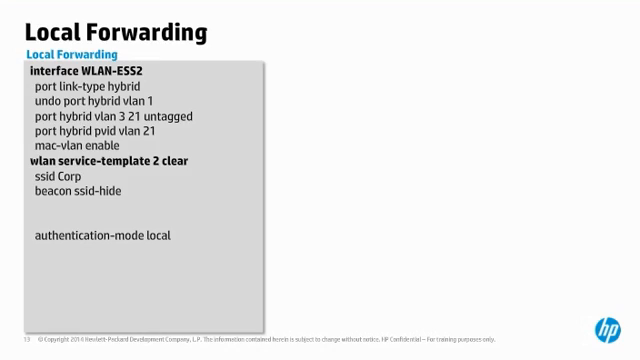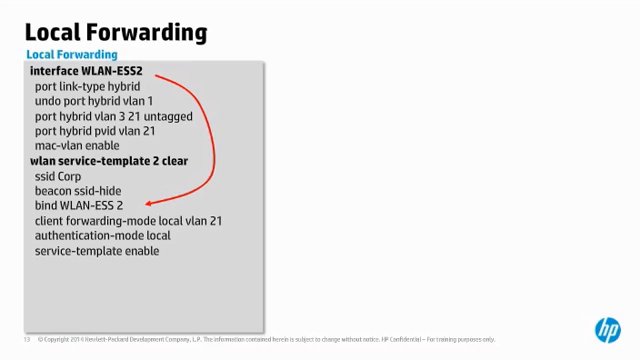The AP is also made responsible for performing authentication locally. However, since this SSID is a clear type, no authentication is performed. The beacon SSID hide command ensures that this SSID will not be included in periodic AP beacons. The virtual interface is bound to the service template. The command client forwarding mode local VLAN 21 informs the AP that it is responsible for locally bridging traffic from the SSID to this VLAN.